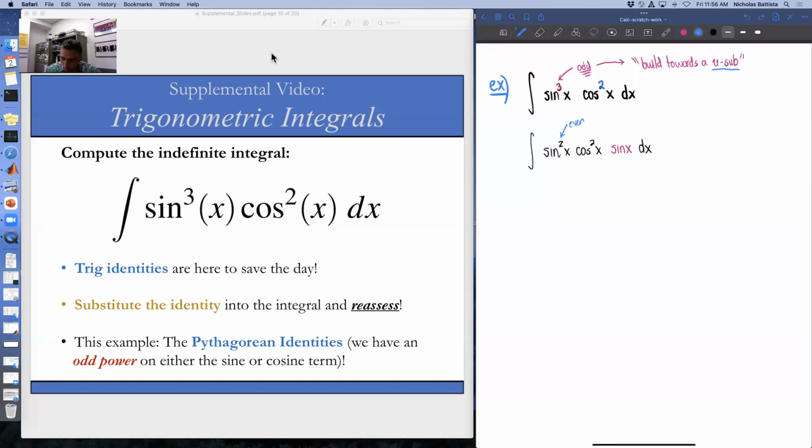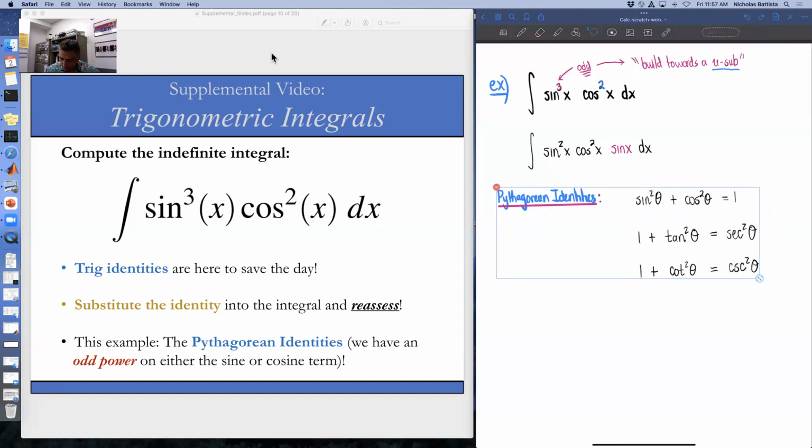The reason why that's important for us is this is going to help us build towards a u-substitution. Because whenever we have only even powers of sines or only even powers of cosines, as we'll see in a moment, we're always able to shift those into the other trig function through a Pythagorean identity. So in this case, the u-sub that we're going to build towards is u equals cosine, just because we're going to want to try and cancel out that lonely sine of x at the end of the integral.